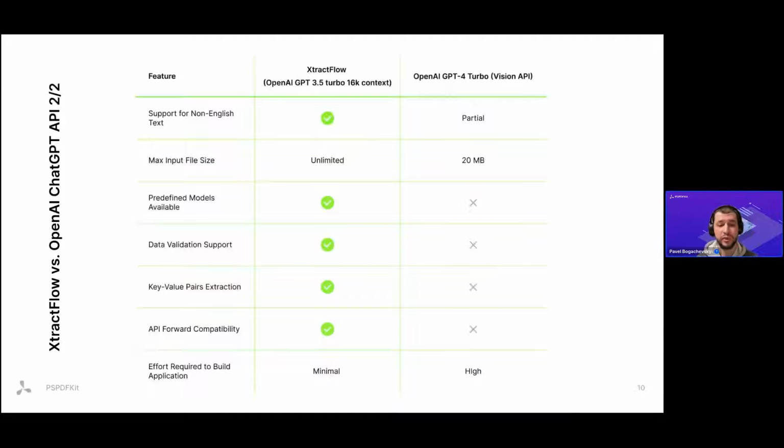We support unlimited file sizes for the documents we process, which can go well beyond 100 megabytes. In contrast, with OpenAI, it's limited to 20. Additionally, we offer a range of features specifically designed for document workflows, including predefined templates, key value pair extraction, and more.